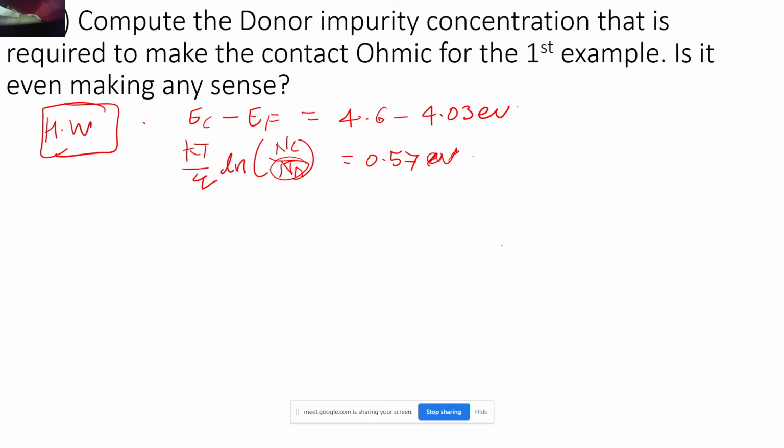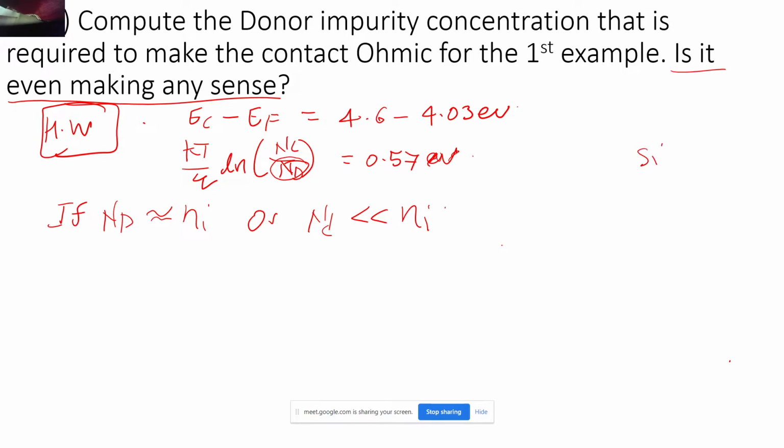And when will it not make sense? If Nd becomes comparable to ni, or Nd falls less than ni, this doesn't make sense, right? So if this is the case, then what you can be sure of is, for any type of n-type doping, if I take these materials, the Si and the metal that has been given to me, and this condition is satisfied, then any dopant concentration that I put on the semiconductor is not going to give me ohmic contact anyway, right?